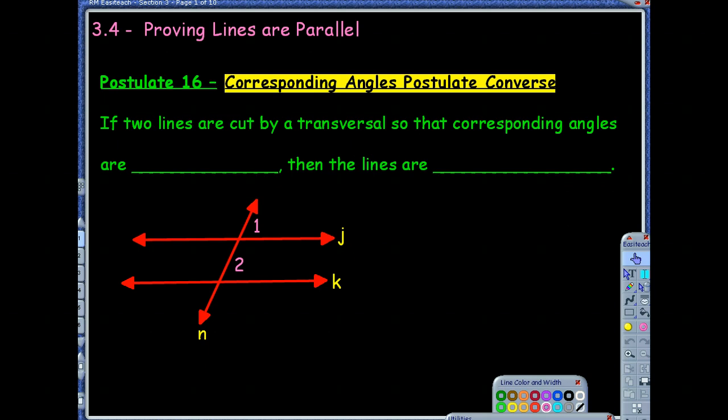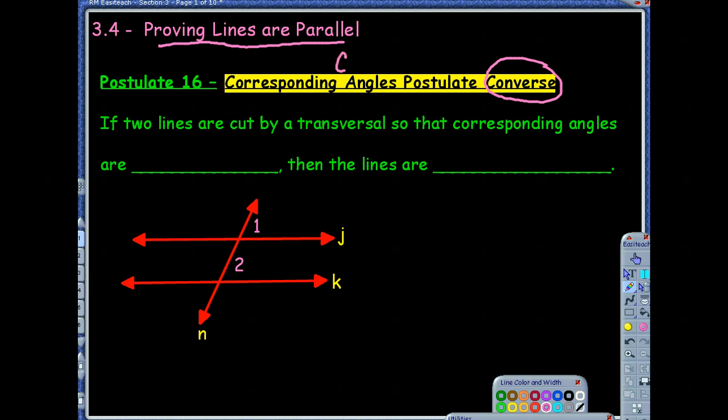Okay, so the fact that this one is all about proving lines are parallel essentially means you're not going to be given parallel lines to begin with. You might be given some of that, but most of the time you're going to be starting with something else. So it's kind of a flip-flop of what we did yesterday. When you start with what we ended with yesterday, it's kind of like writing the converse. Notice this first postulate we're going to learn even has that word converse: corresponding angles postulate, converse.